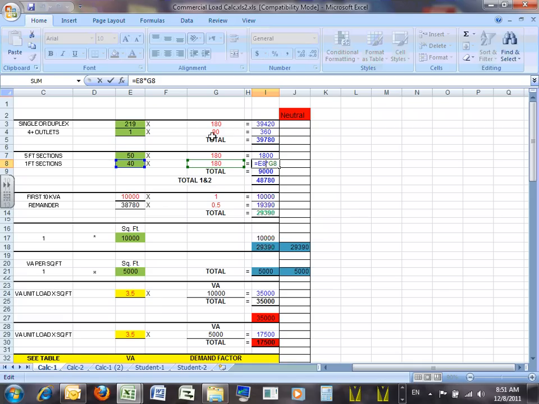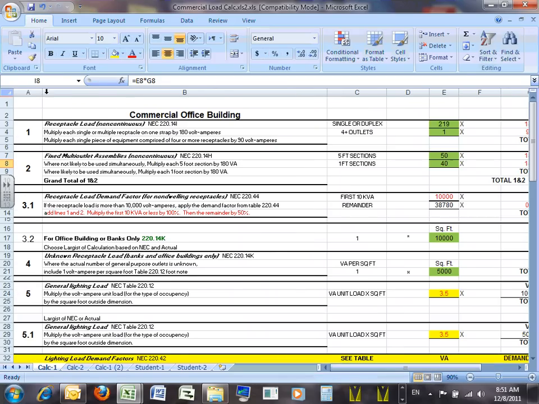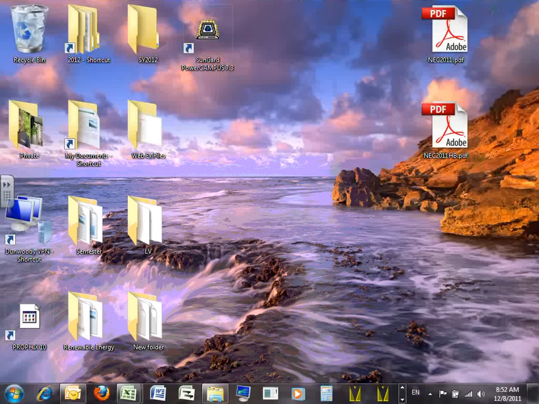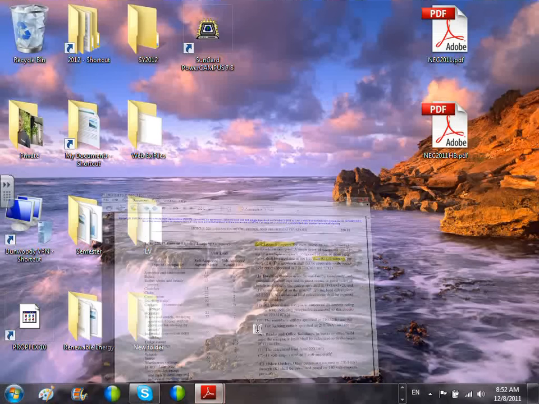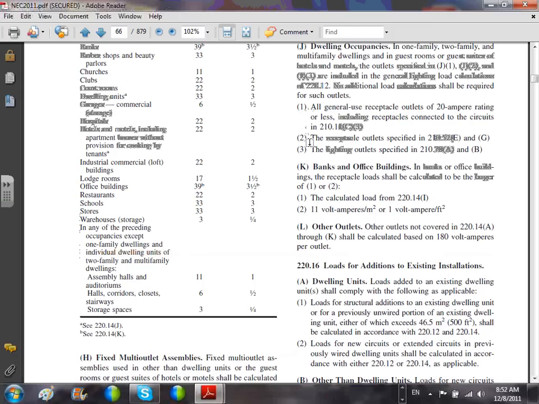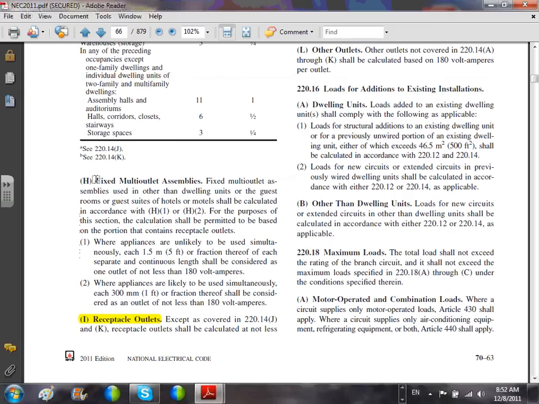So I'm going to take you, since we refer directly to 220.14(H), because we follow the code. So we're going to go directly into H. Here's H. Here's the one that we use for multi-outlet assembly. It didn't come from Chad Kearney's house and basement.